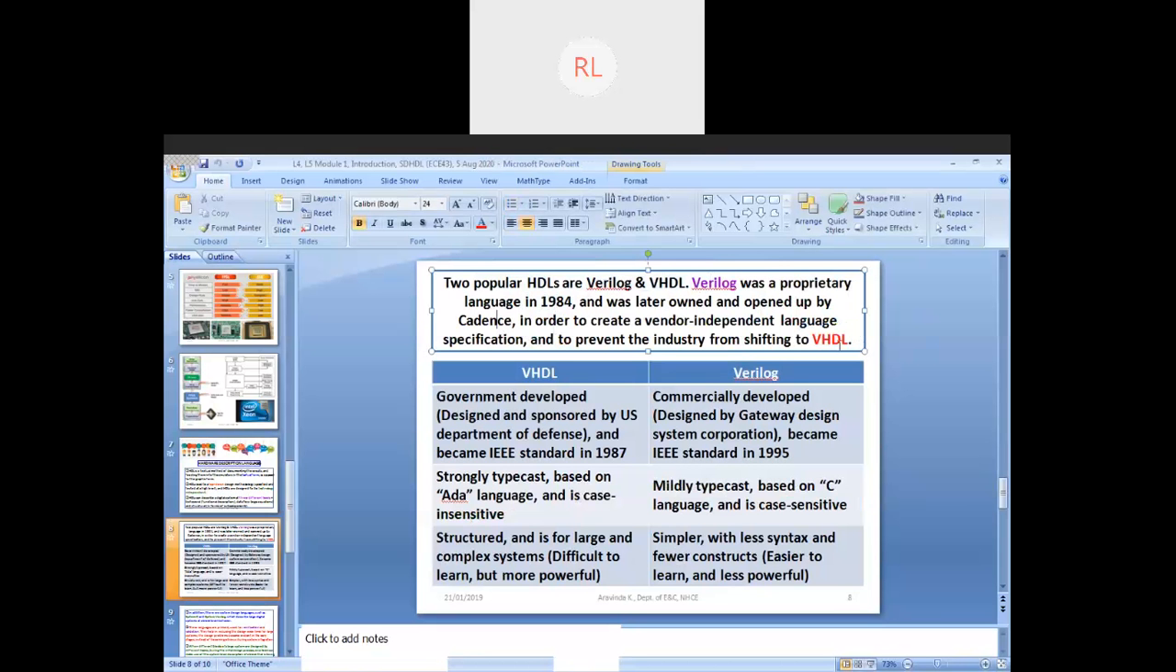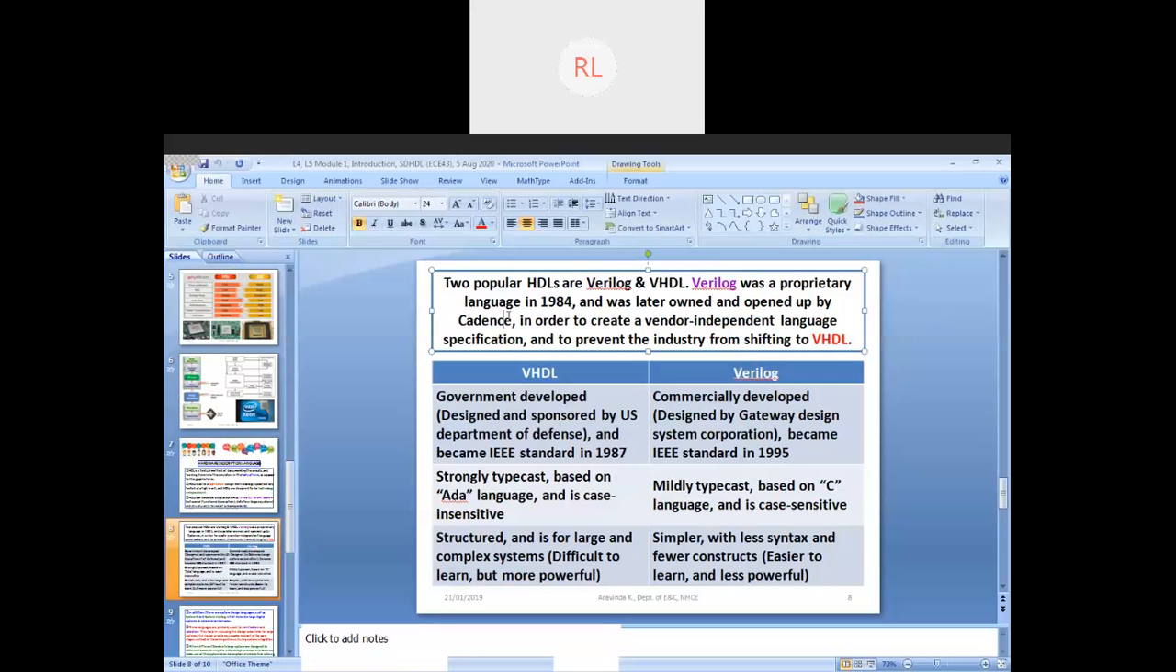So in order to create a vendor independent language and to prevent industry from shifting to VHDL, Cadence actually wanted people to use Verilog. So they didn't want them to use VHDL. So instead of having it as a proprietary language, they tried to actually make it open source so that it can be used by everyone.